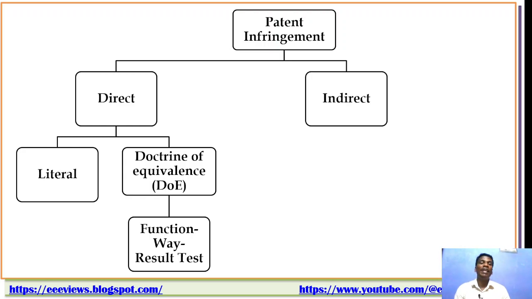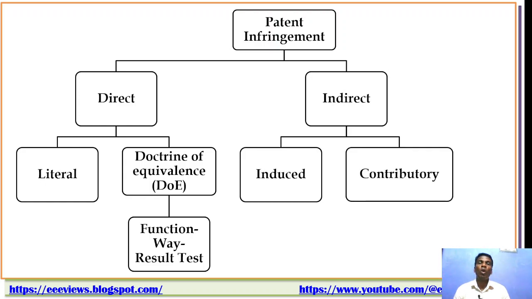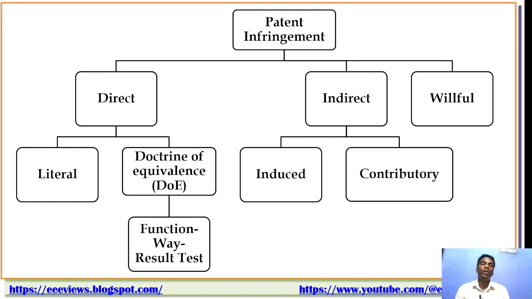Another classification is indirect infringement. How do they indirectly infringe? By inducing third parties to do the infringement, or by contributing materials for the infringement. That is indirect infringement. The last classification is willful infringement. Willful means you are intentionally making a product without getting the proper permission. That is known as willful infringement. So these are the classifications of infringement happening in patents.